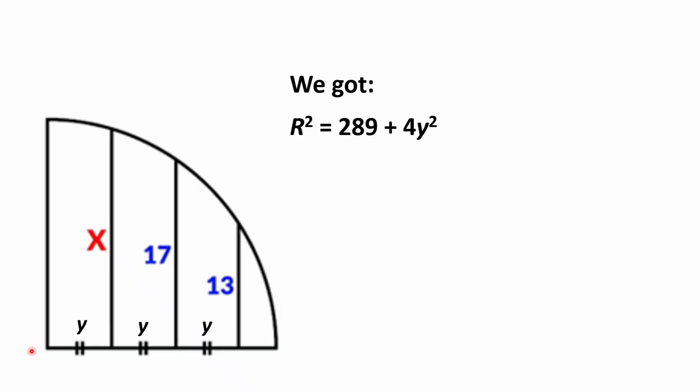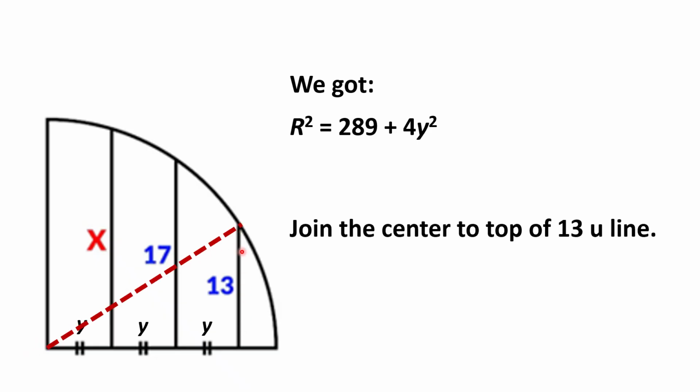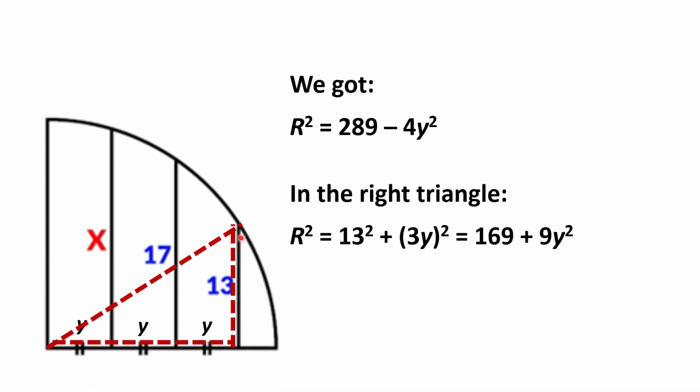Now join the center of the quadrant to the top of the 13 units long line to get another right triangle. Again the hypotenuse is a radius joining the center to a point on the circumference. The altitude is 13 and the base is y plus y plus y, that is 3y.